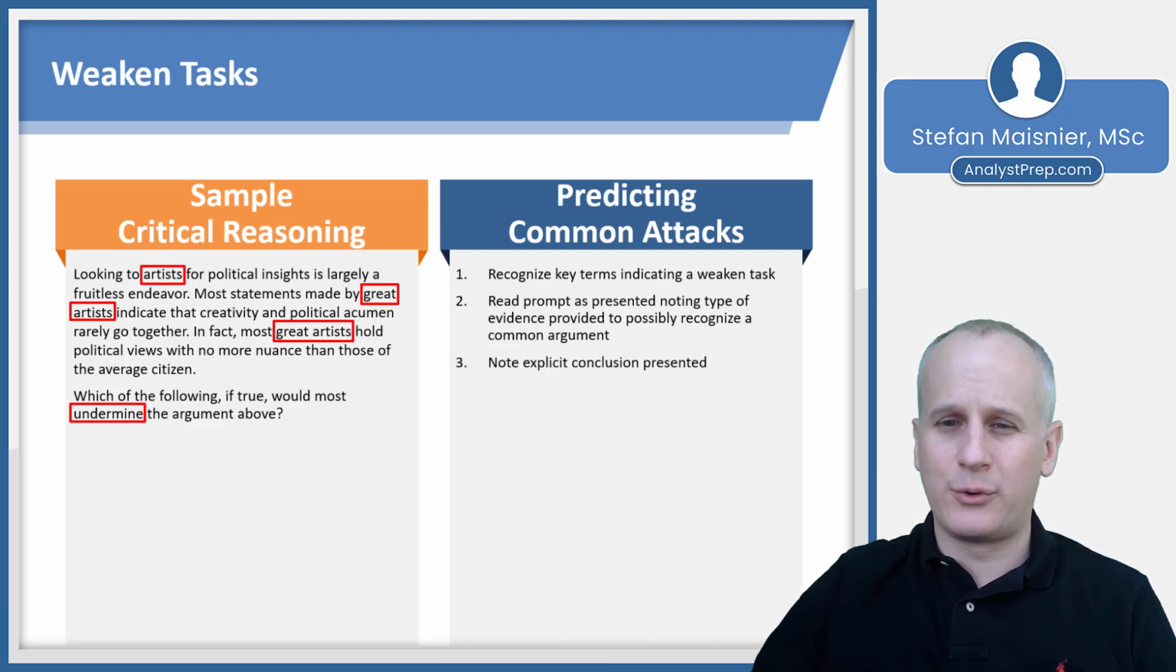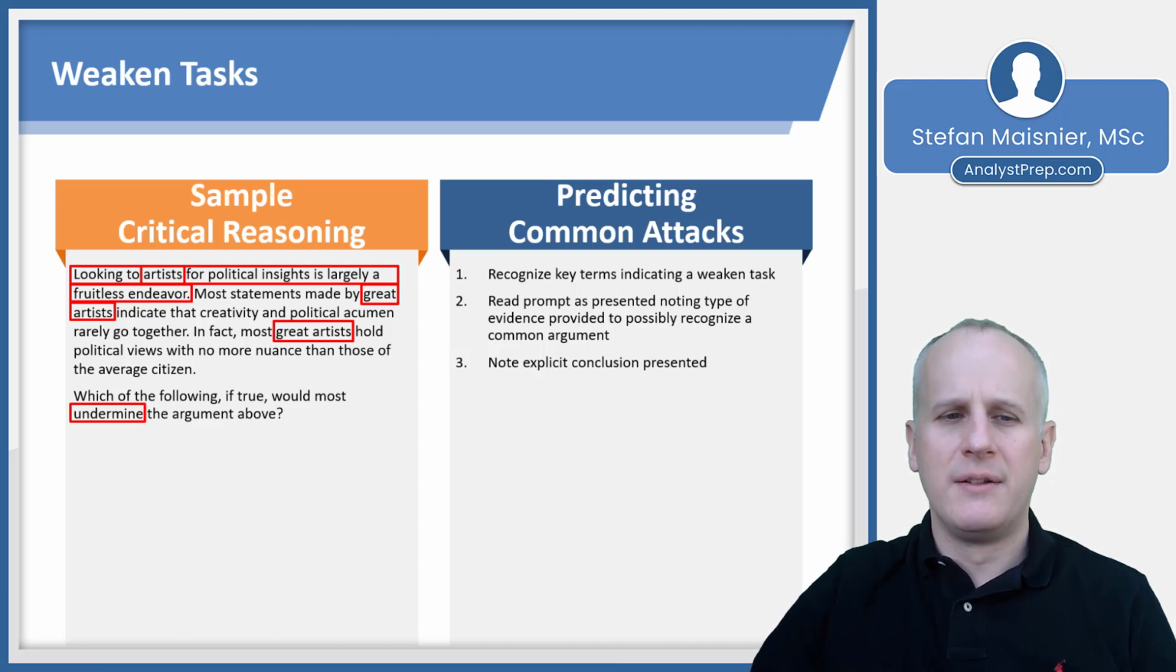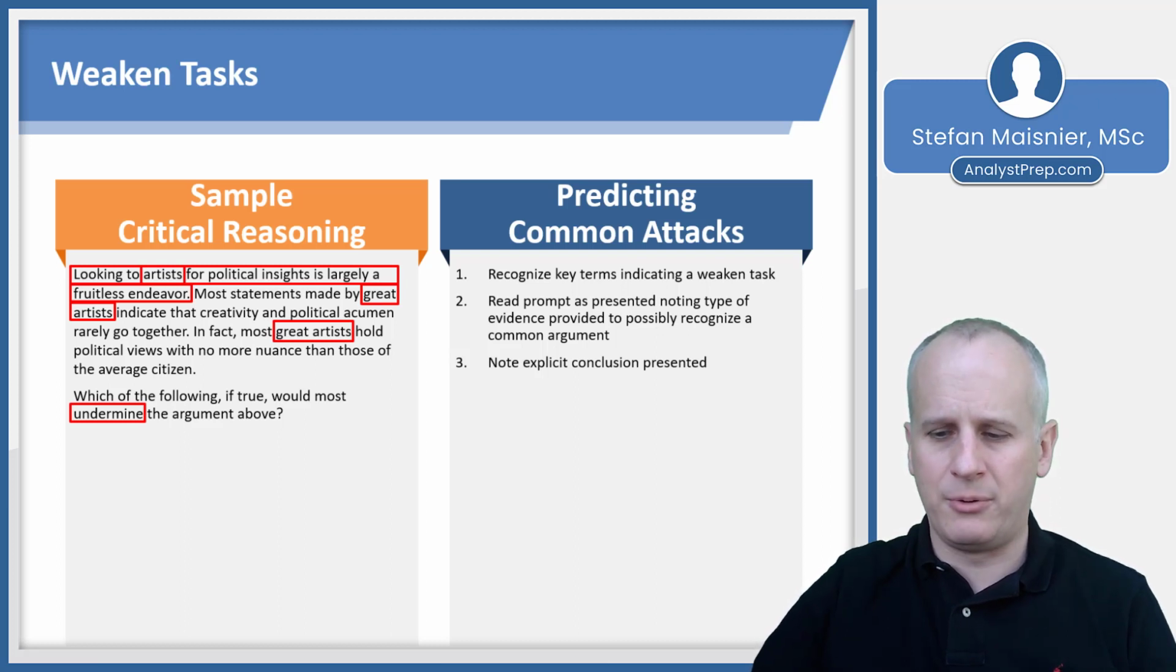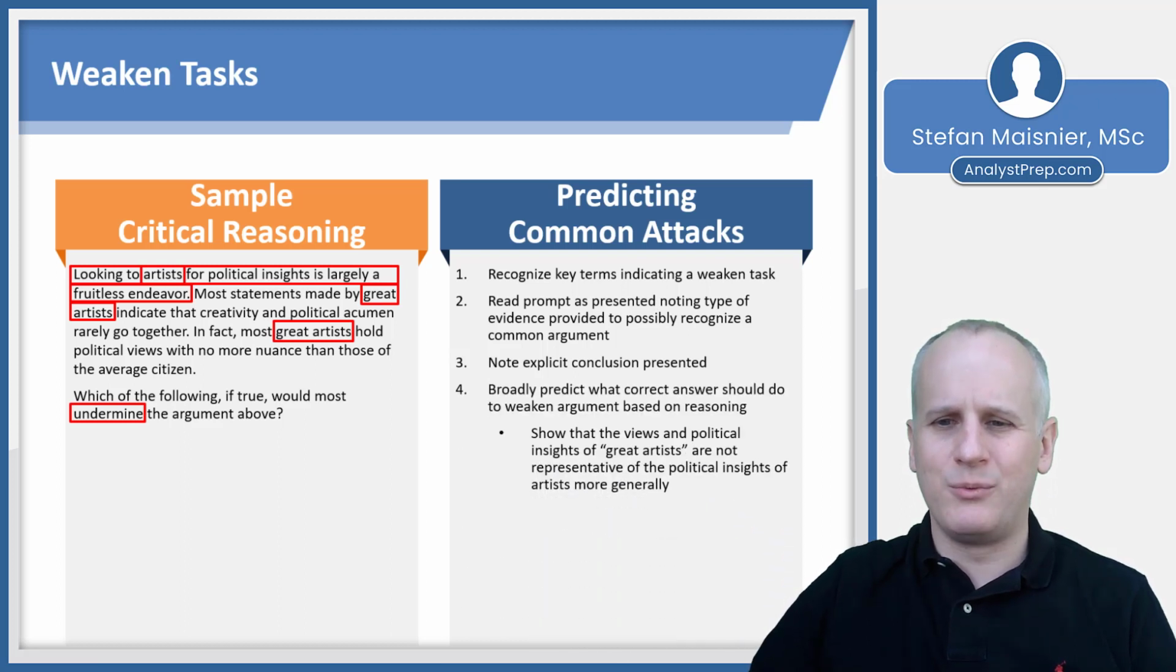So, we then, of course, have to find the exact conclusion, and it's relatively easy to identify. It's the first sentence: looking to artists for political insights is largely a fruitless endeavor. I don't believe that without some sort of evidence, and the evidence comes further in the little paragraph. Then we want to broadly predict what the correct answer should do to weaken the argument based on the reasoning. And since we've identified that term shift, we know that to weaken, we want to show that the views and political insights of great artists are not representative of the political insights of artists more generally, because we've got that subtle term shift that happened in the evidence of great artists that became just simply artists overall.